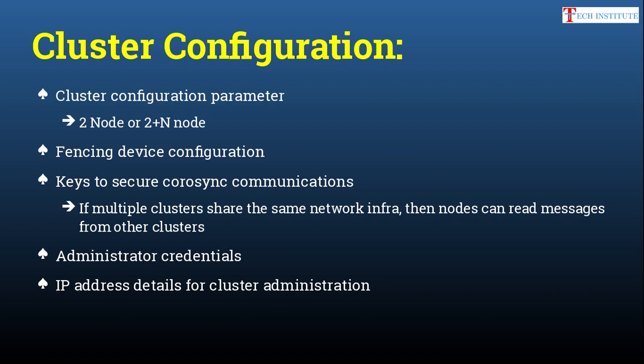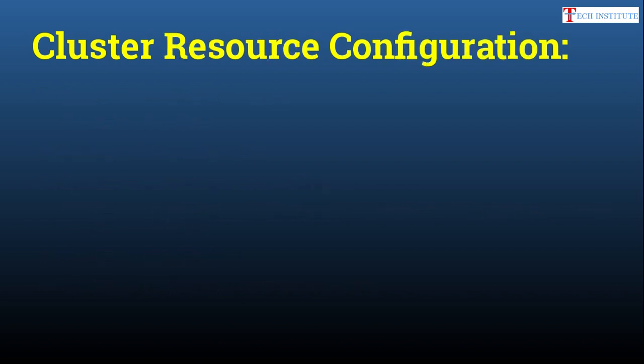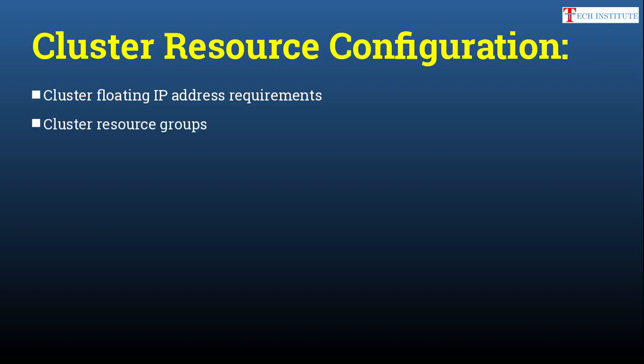Now once you have information about your cluster configuration, you should focus on cluster resource configuration. If you need any floating IP or virtual IP address for your cluster, you need to collect that. Then the cluster resource groups: what resources you want to put in which group, and what will be the order, and all that information.